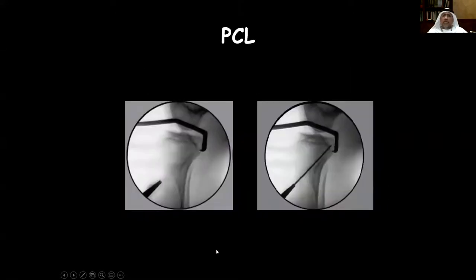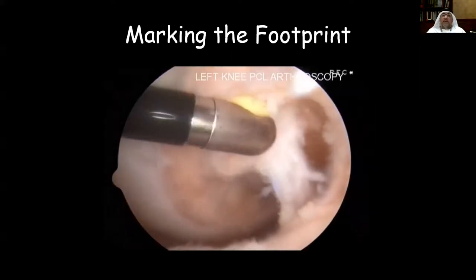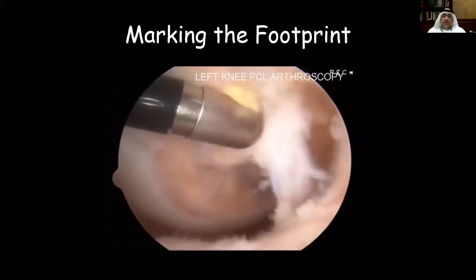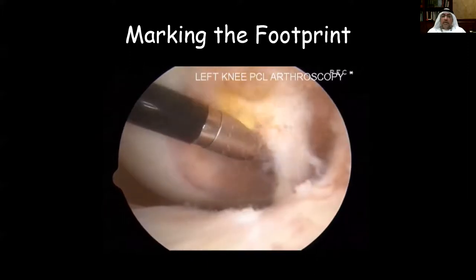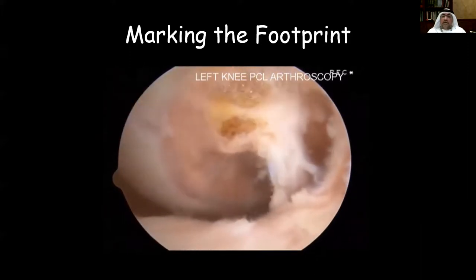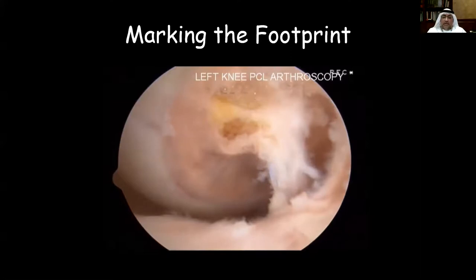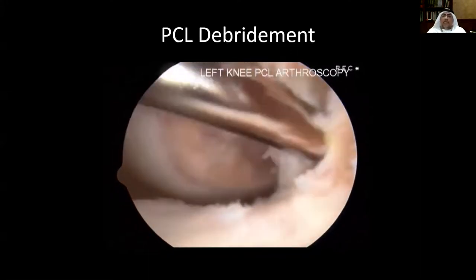So when we do, then we are going to go over it one by one. PCL: if you look at the PCL, you have to use an image when you do it, to make sure that your drill is in the right position. And this is where I mark my footprint area. That's a remnant of the PCL there. Then I remove the remnant.